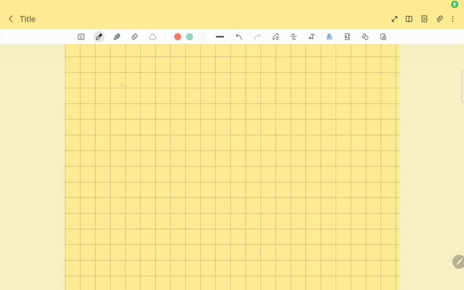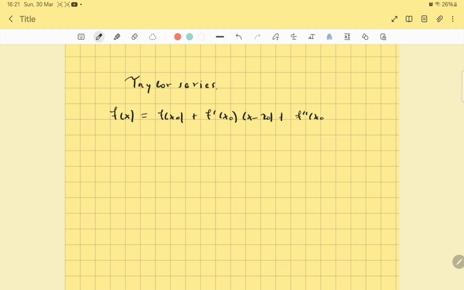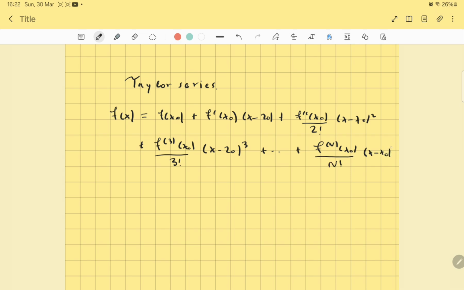In this video we are going to pay attention to Taylor series. We can approximate the function f of x using Taylor series by writing it as f of x naught plus the derivative evaluated at x naught, times x minus x naught, plus the second derivative evaluated at x naught over 2 factorial times x minus x naught squared, plus the third derivative evaluated at x naught over 3 factorial times x minus x naught to the power of 3, plus the nth order derivative evaluated at x naught over n factorial times x minus x naught to the power of n.